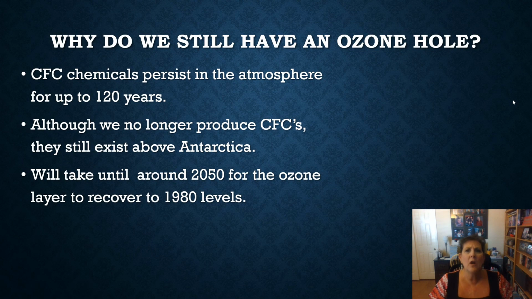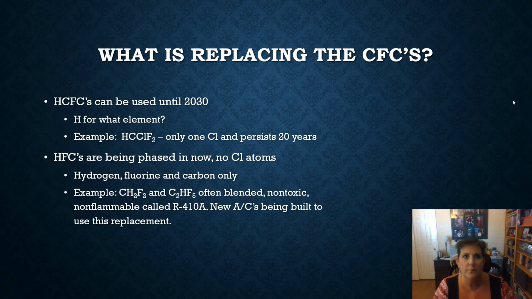So why do we still have an ozone hole today? Well, again, remember, these CFC chemicals persist in the atmosphere for 100 years. Although we're no longer producing CFCs, they're still up there in the air from when we let them out 20 years ago. It's going to take around 2050 to 2070 for the ozone layer to recover to 1980 levels.